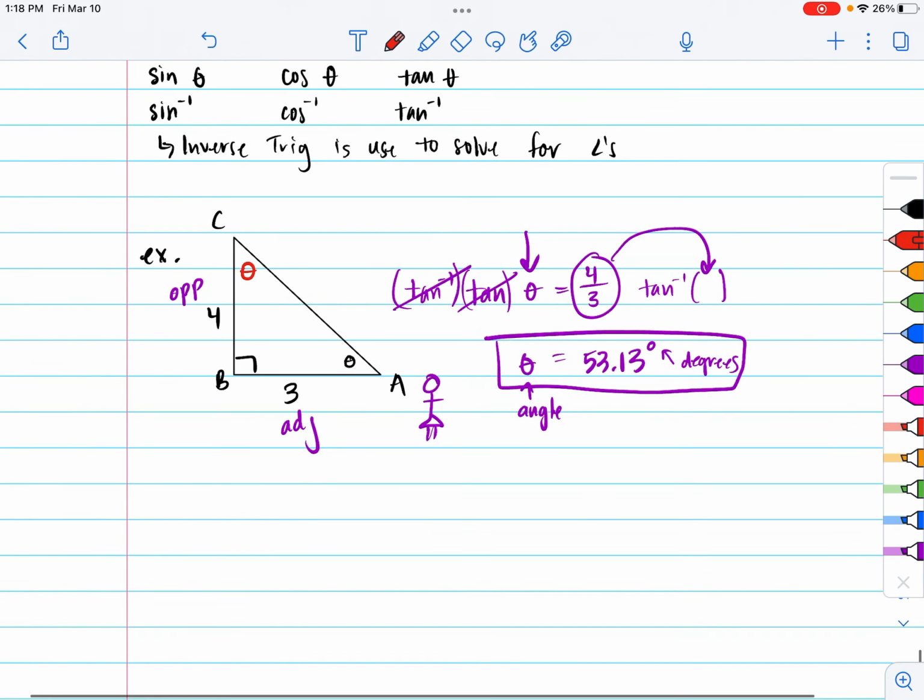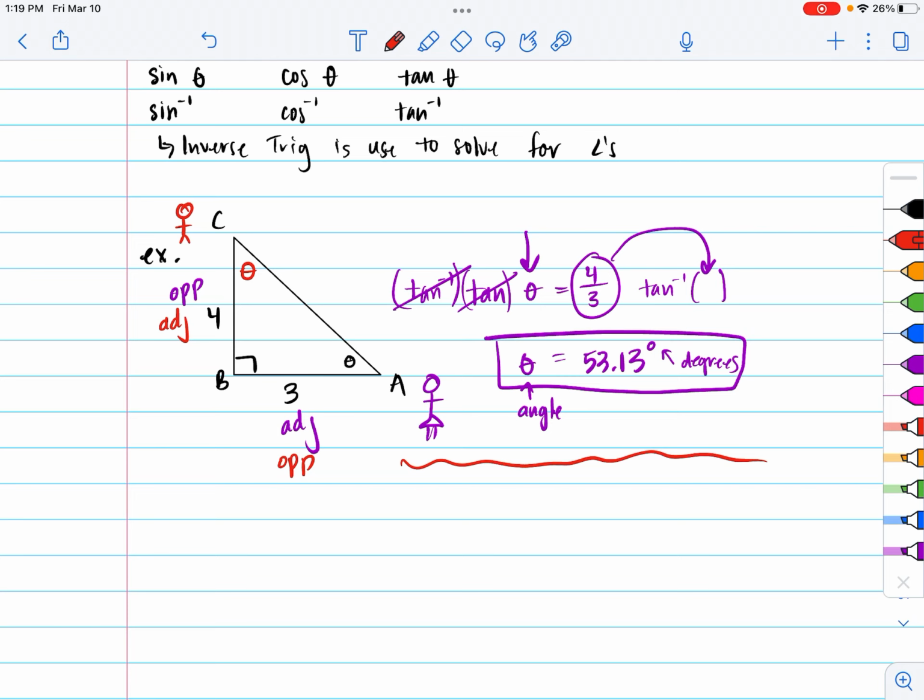Okay. And from the red perspective, the 3 is now the opposite side, and the 4 is the adjacent side. Okay. And we could do the math. Let's just do the math first, and let's talk about it. We should have still a tangent function because we're still working with opposite and adjacent. So we do tangent of theta is equal to the opposite over adjacent, so it's 3 over 4.